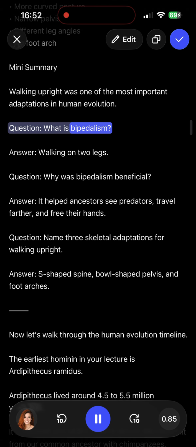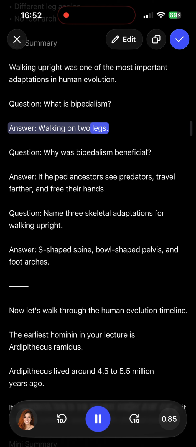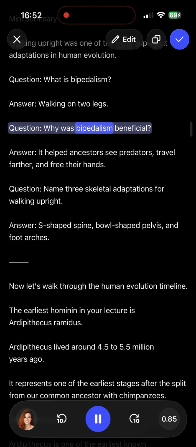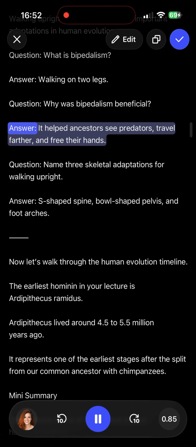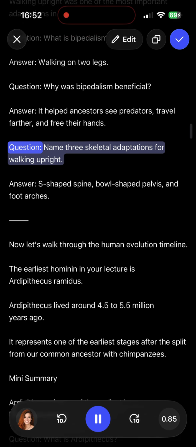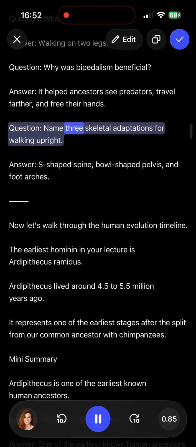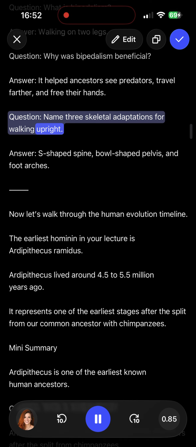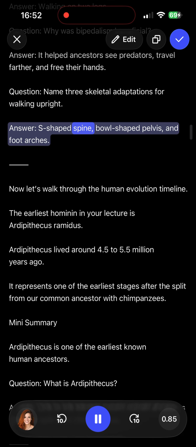Question: what is bipedalism? Answer: walking on two legs. Question: why was bipedalism beneficial? Answer: it helped ancestors see predators, travel farther, and free their hands. Question: name 3 skeletal adaptations for walking upright. Answer: S-shaped spine, bowl-shaped pelvis, and foot arches.